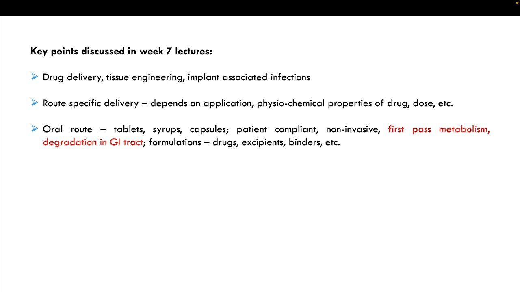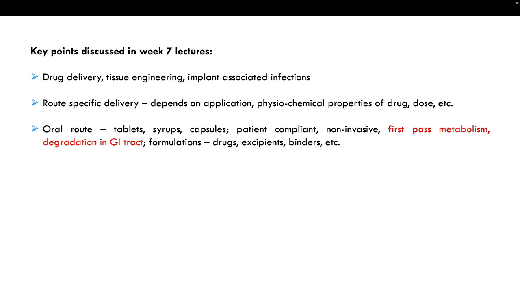To avoid that, you then have to administer a lot of drug to achieve the therapeutic level. Also, it suffers from degradation in the GI tract. Your gastrointestinal tract, as I said, in the stomach there is low pH. There is also a mucus layer lining this GI tract. So a lot of drug will be degraded as and when it passes through this route. These are some of the disadvantages of the oral route.